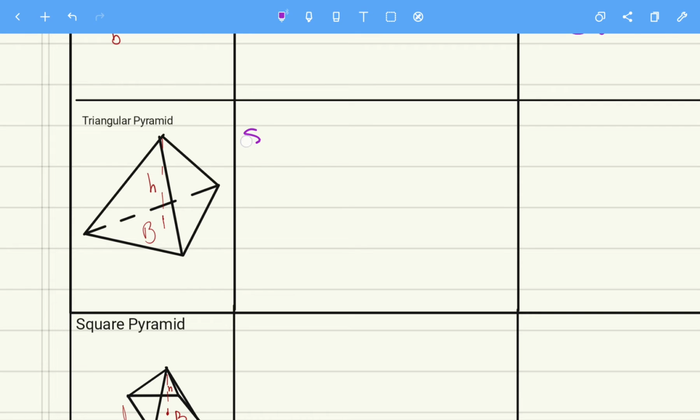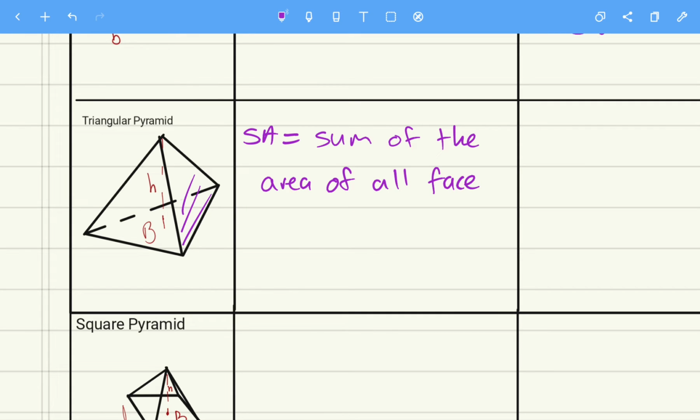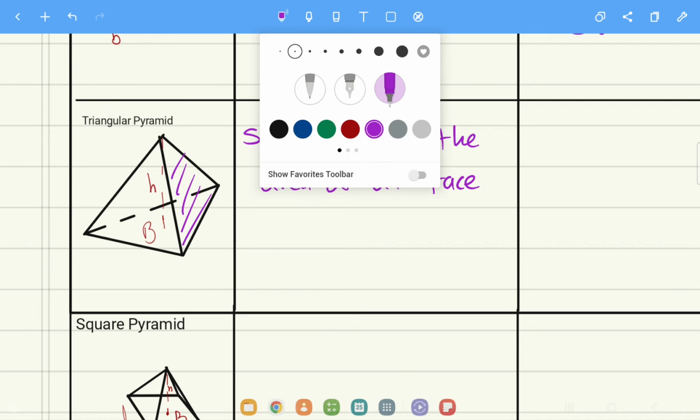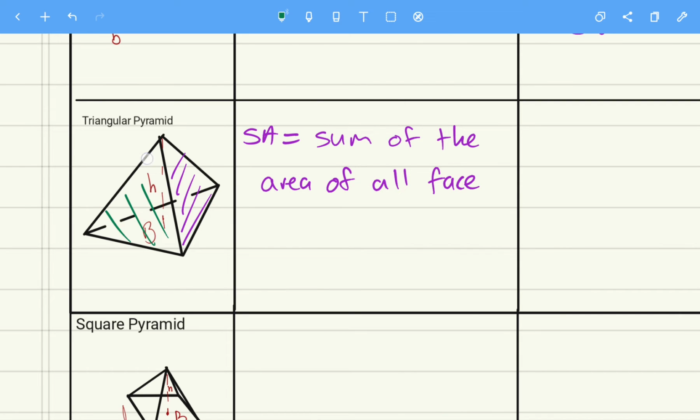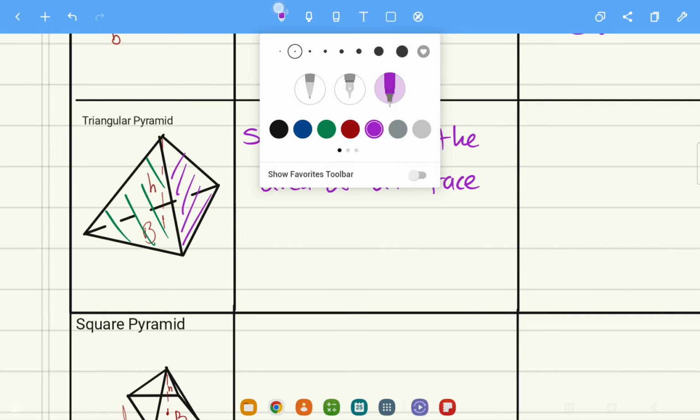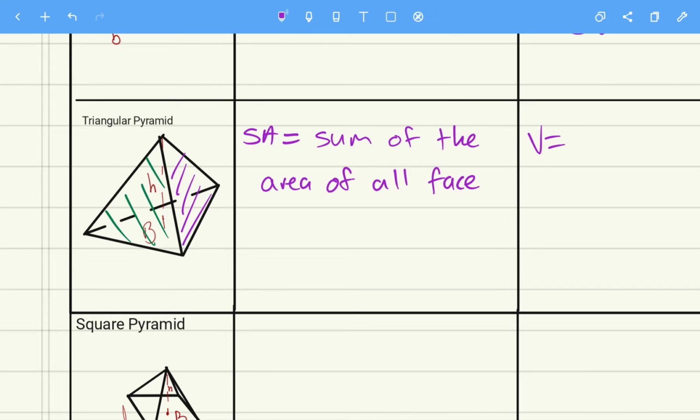So surface area is going to be the sum of the area of all the faces. So each triangle you're going to find the area of and add them all together. And then volume is going to be 1/3 times the base, or the area of that base triangle, times the height.